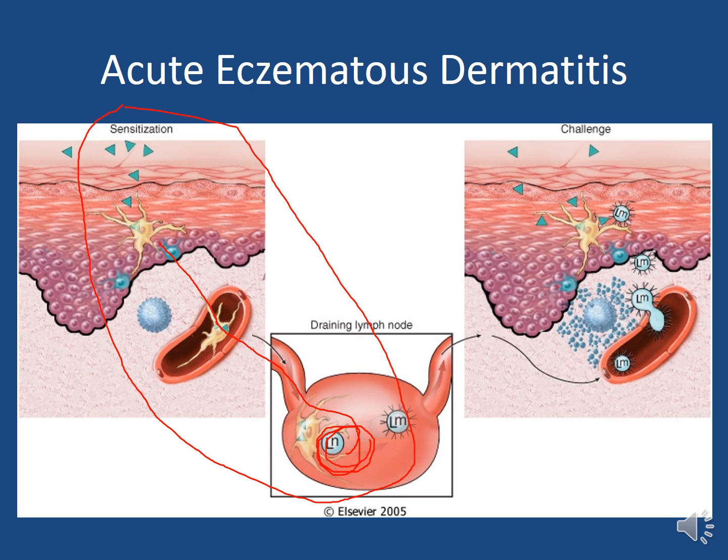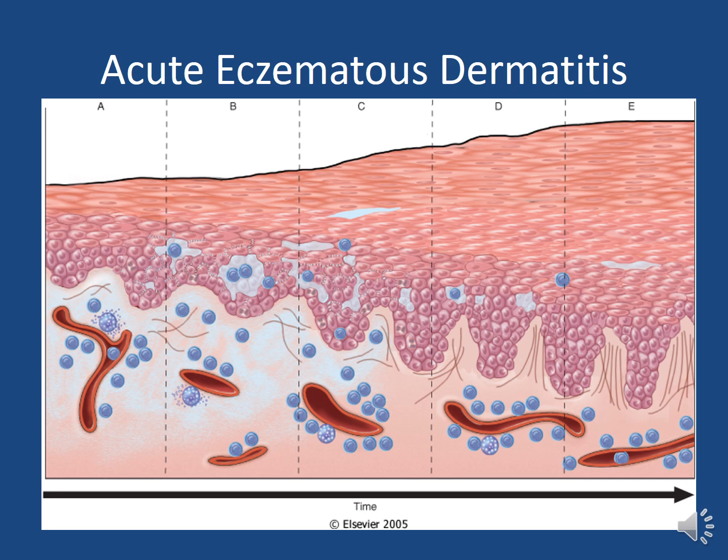During subsequent exposure, re-exposure to the same antigen, after the Langerhans cells collect that antigen and present the antigen to the memory cells, the memory cells will become activated, they will multiply at a very fast rate, and go to the site of antigen exposure, where they will be releasing many classes of chemical mediators. So these chemical mediators are now responsible for the development of the signs and symptoms in acute eczematous dermatitis.